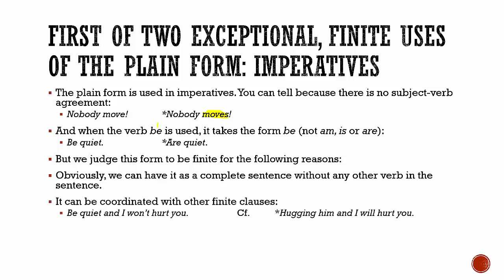And we can combine it and coordinate it with other finite clauses. So "be quiet and I won't hurt you." We can have a coordination of two clauses, one of which is an imperative and has a plain form, and one of which is a more normal finite clause that has a modal auxiliary in it. Over here, "hugging him and I will hurt you," where we have a non-finite form, that doesn't work out, right? Because that's not a complete sentence, and so we can't coordinate it with other complete sentences. So from this evidence, we conclude that the plain form in the imperative use is actually finite.